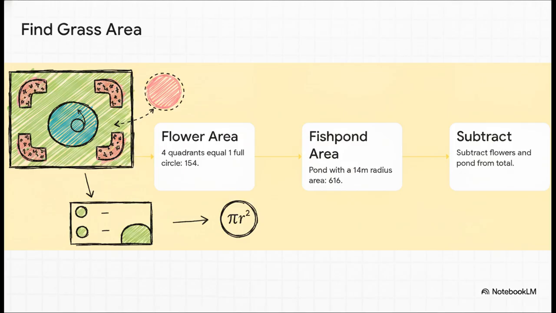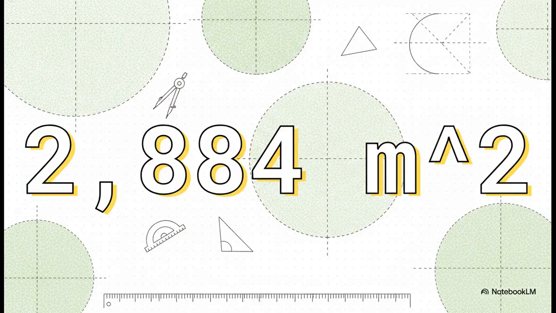Then, the fish pond has a diameter of 28, which means a radius of 14. Squaring 14 and multiplying by pi gives us an area of 616 square meters for the pond. Finally, we just take our total park area and subtract the flowers and the pond, giving us a perfectly precise final answer of 2,884 square meters. That is exactly the amount of grass coverage you need to order. No guesswork here, just pure geometric deduction.